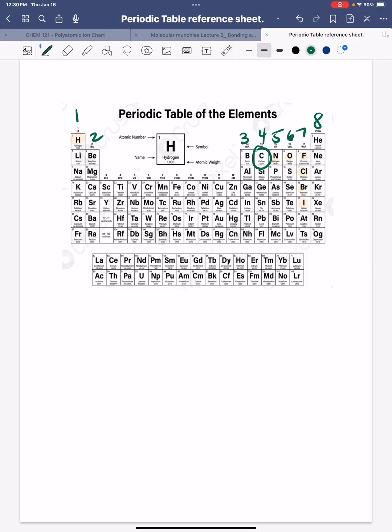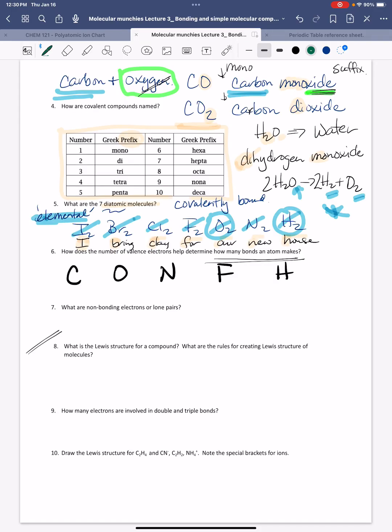So hydrogen has 1, carbon has 4, nitrogen has 5, oxygen 6, and fluorine has 7, right? So carbon has 4 valence electrons, oxygen has 6. We talked about how to fill this in earlier in another video. Hopefully you watched that one. Fluorine has 7, and hydrogen has 1.